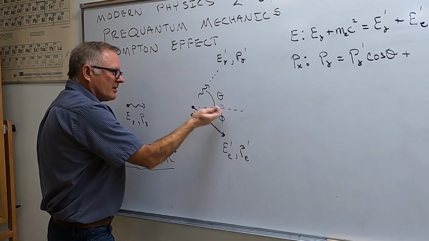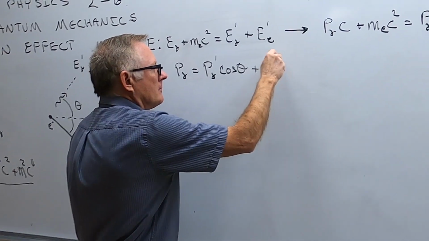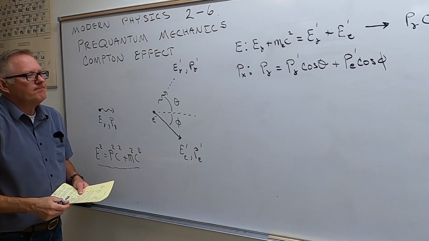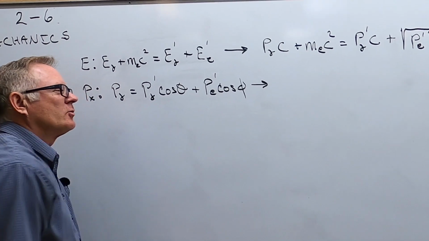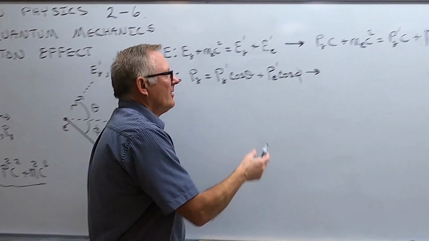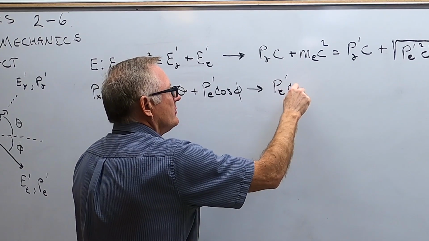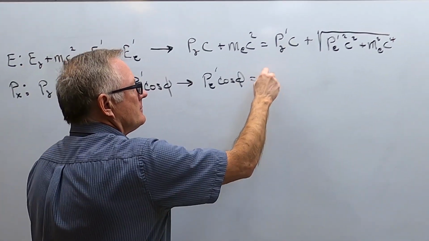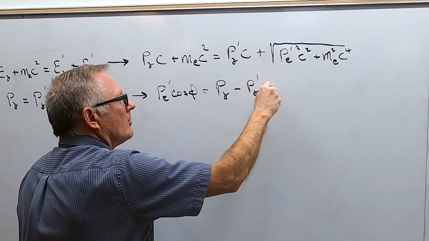Plus the x component of this one, which is pe prime cosine of phi. Okay, and let me just, out of this equation, solve for this term. Why? Because one of the things I don't usually measure is the phi, and that's something I'll want to get rid of. So we'll solve for this term, pe prime cosine phi. It just looks like it's this minus this: p gamma minus p gamma prime cosine theta.